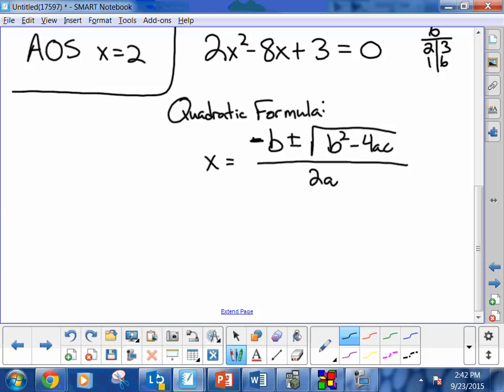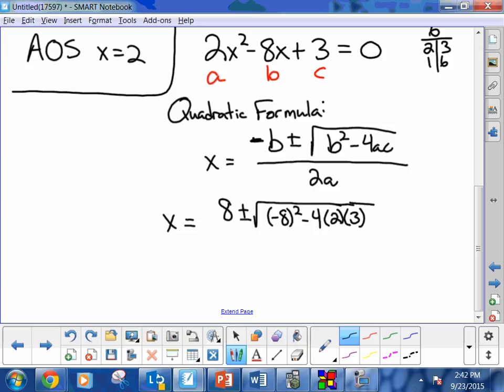The nice thing about the quadratic formula is that it's easy to apply. Just take some time afterwards to compute it. A, B, and C. So once we identify those, negative b means positive 8, plus or minus the square root of b squared. My b is really negative 8, so I'm going to put negative 8 squared, minus 4 times my a value 2 and my c value 3. And I'm going to divide that by 2 times my a value, which is 2.